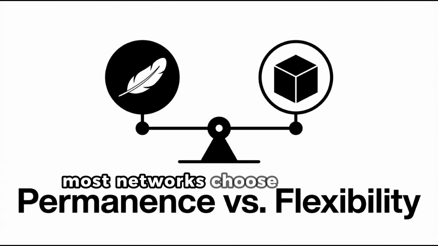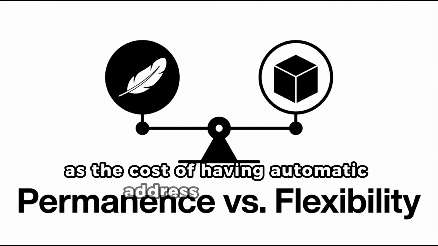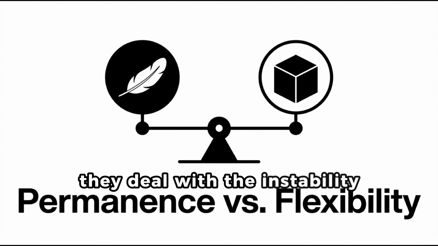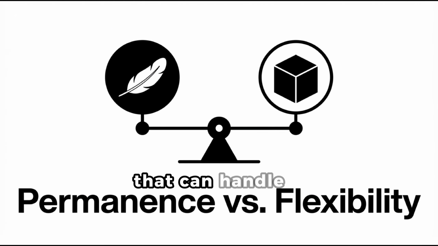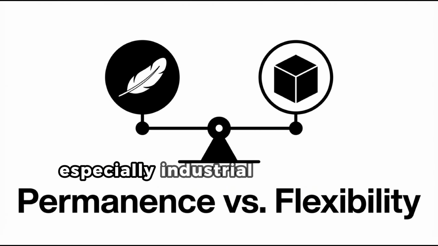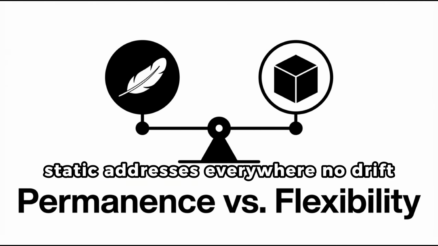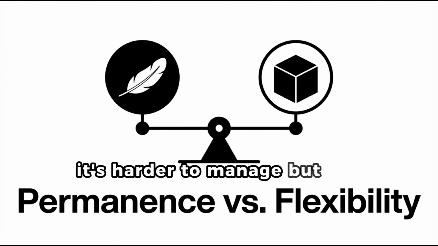Most networks choose flexibility. They accept drift as the cost of having automatic address assignment. They deal with the instability by building systems on top that can handle it: DNS, service discovery, dynamic routing. But some networks, especially industrial or scientific networks where stability matters more than convenience, they nail everything down. Static addresses everywhere. No drift allowed. It's harder to manage, but it's predictable.